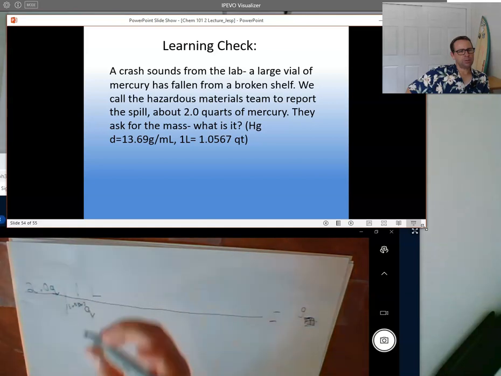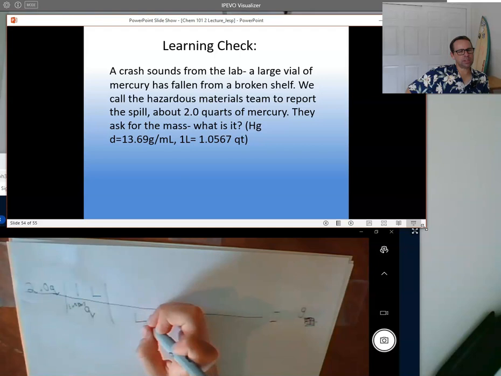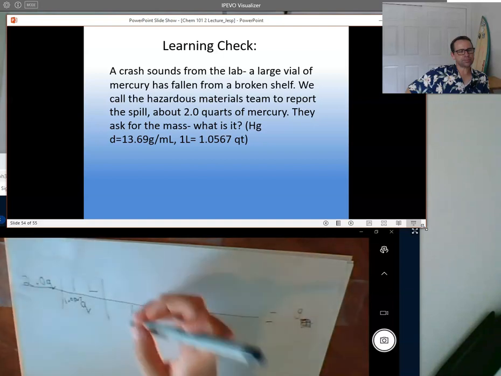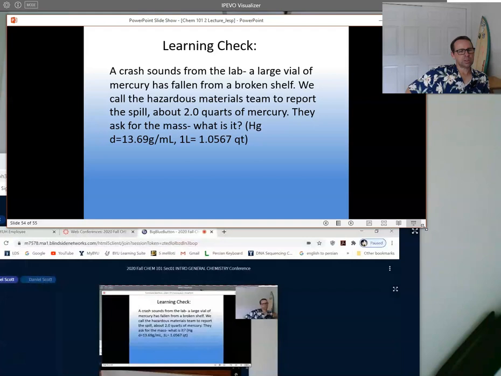Now we know that the next one has what on the bottom? Liters. Very good. And what can we convert liters to? Let's look back at the slide. Into milliliters? Yeah, milliliters. Very good, because we see that they convert milliliters to grams, and we want to get to grams eventually, so we can convert it to milliliters. Good.